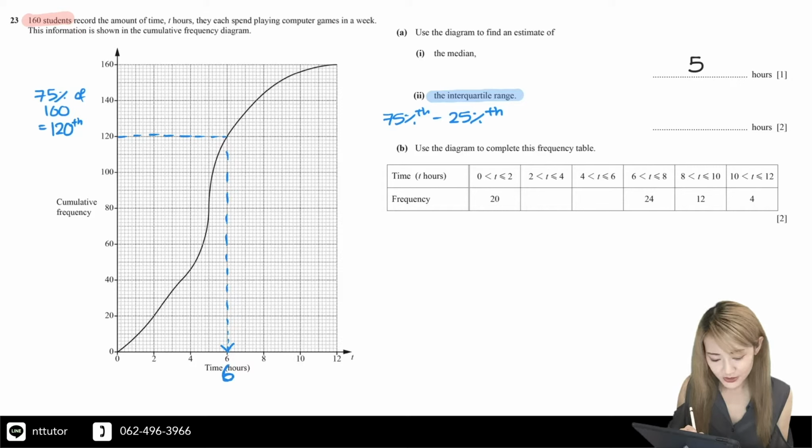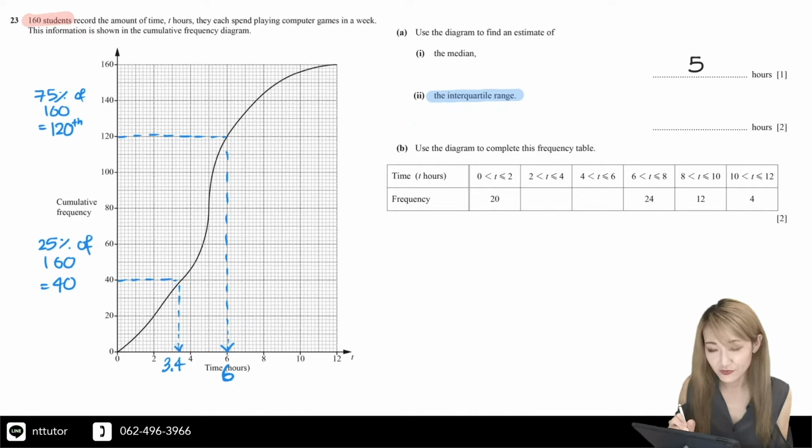The 25th percentile, or 25% of 160 students, equals 40. So we go to 40 on the cumulative frequency, and that corresponds to a time of 3.4 hours. So the interquartile range would be the difference between these two values, and the interquartile range would be 6 minus 3.4, which will equal 2.6 hours.